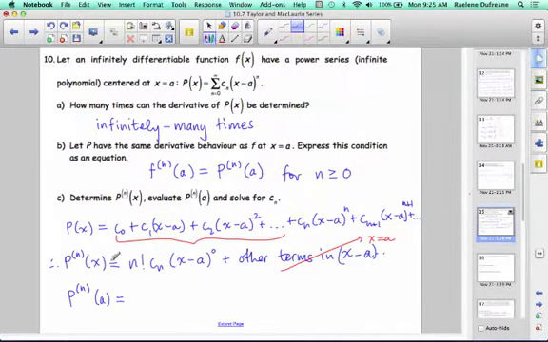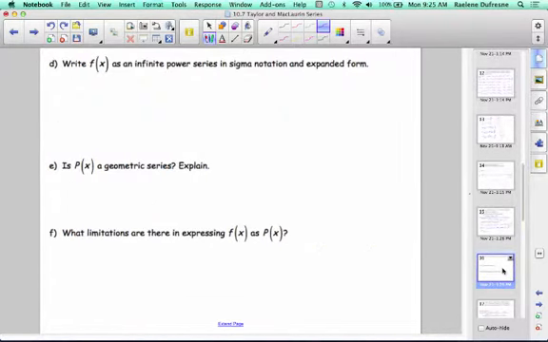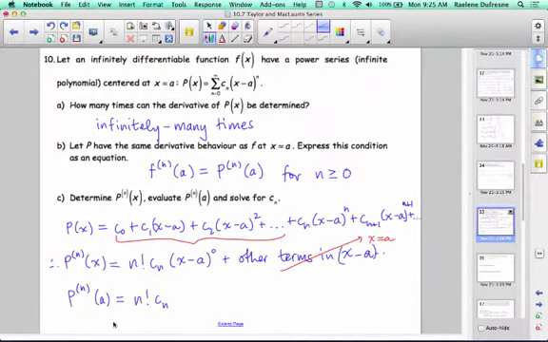And so all I will be left with is the constant term, n factorial cn. In part D, we want to write f of x as an infinite power series in both sigma notation and expanded form. So f of x is going to equal p of x. It's going to equal c0 plus c1 times x minus a plus c2 times x minus a squared. But each time the c1, the c2, etc. will be solved for.